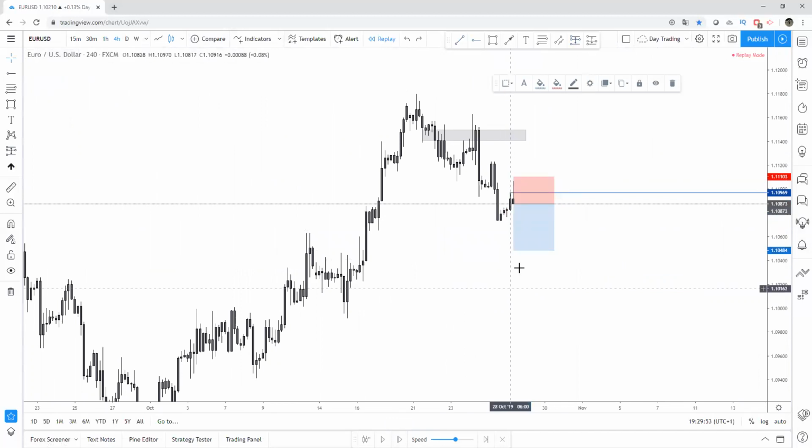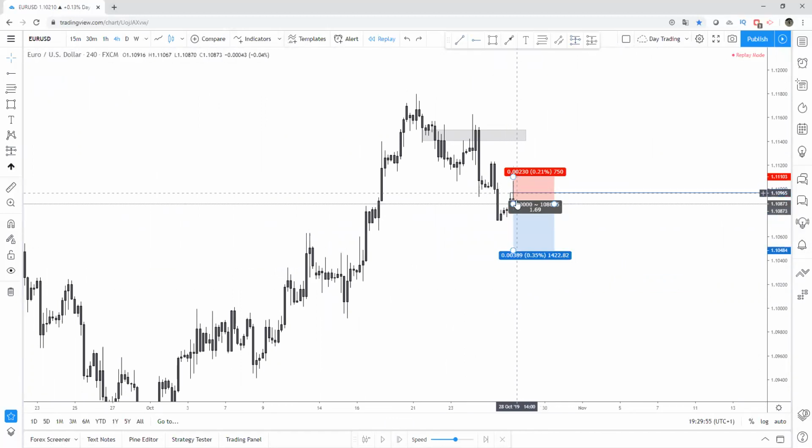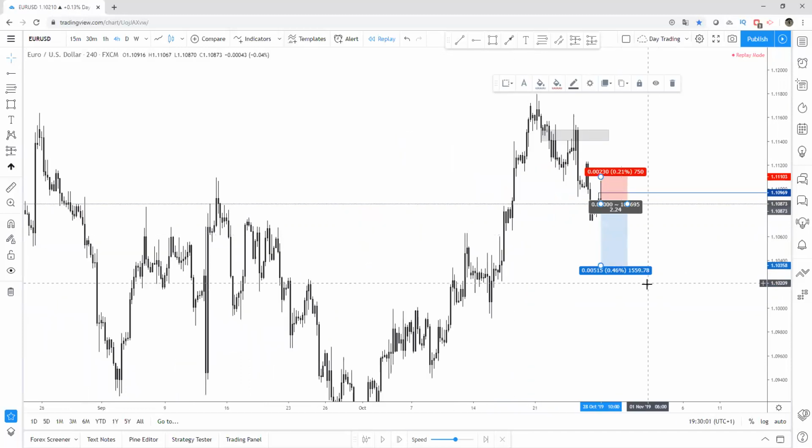Oops. So this is immediately after 4-hour closure. So we will have some sort of a pullback. I'm almost sure, but let's just test it. So I'm trying to find, this looks good. Actually 1020. Let's target 1020.